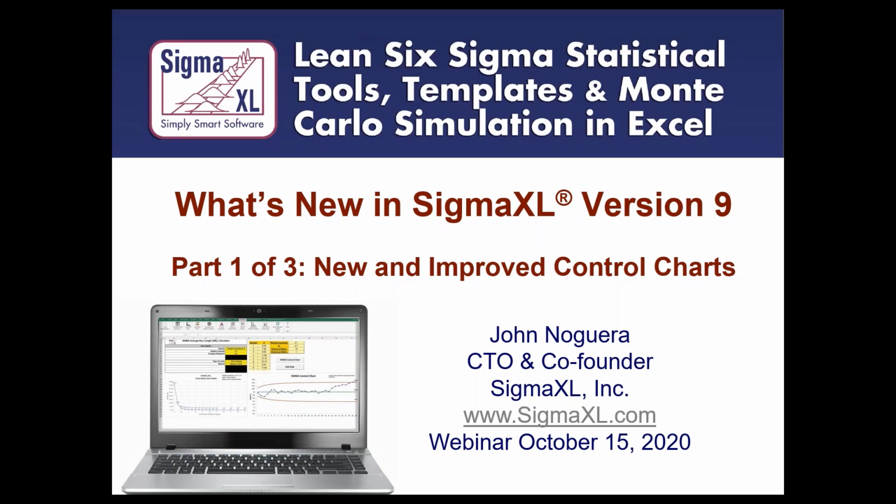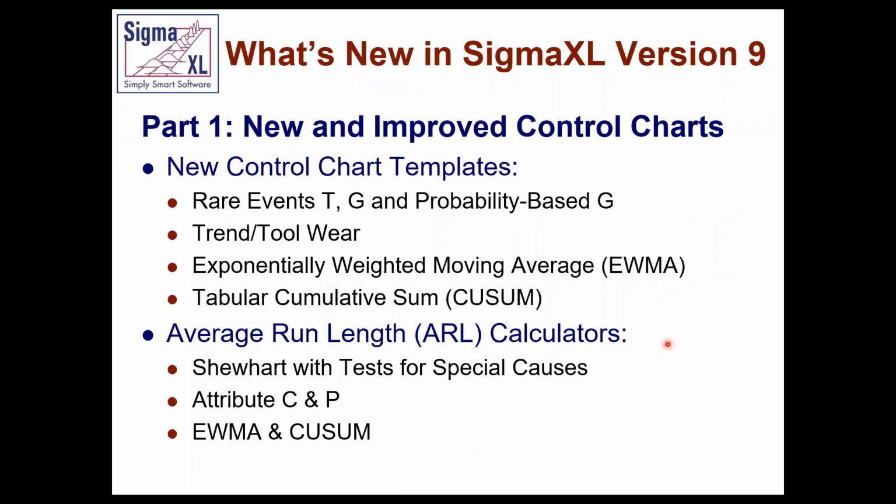Welcome to our webinar on what's new in SigmaXL version 9. This is part 1, new and improved control charts, part of a 3-part series webinar. In part 2, we will do time series forecasting, and then part 3 will be control charts for autocorrelated data. So for today, we have new and improved control charts.